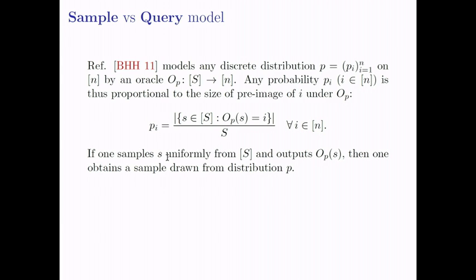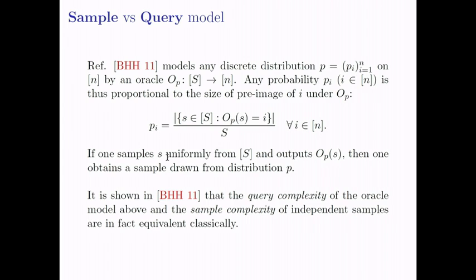But why is this also a reasonable model? One justification is that in BHH they show that if you count the query complexity of this oracle model, basically the number of queries you make to this oracle, and also count the sample complexity in the model where you only use independent samples from the distribution, they're actually equivalent, at least in the classical setting. So that's a justification of this model.